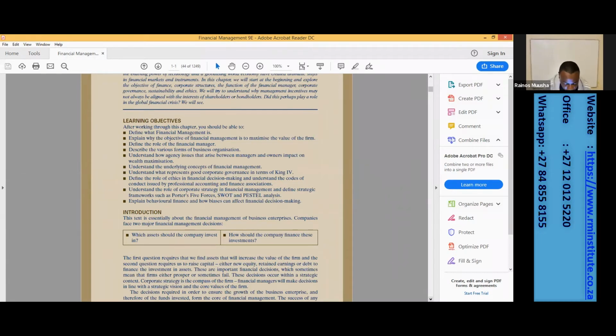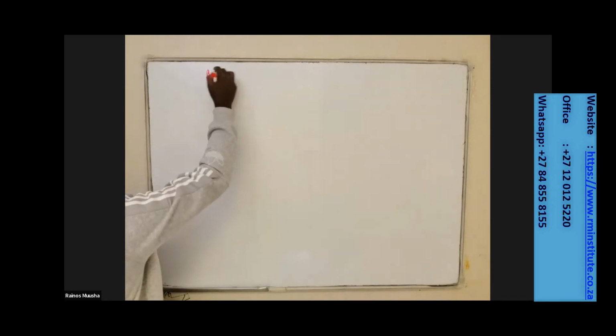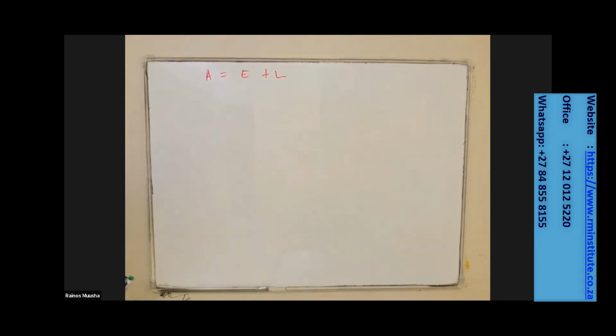So when it comes to financial management, it always goes back to the concept of the accounting equation, where you say your assets is equal to equity plus liabilities. So the accounting equation says your assets is equal to equity plus liabilities.